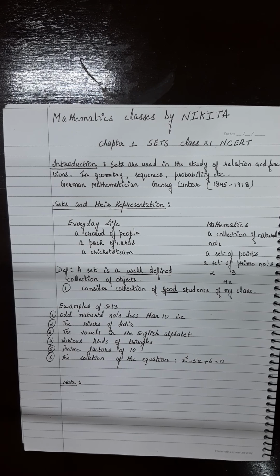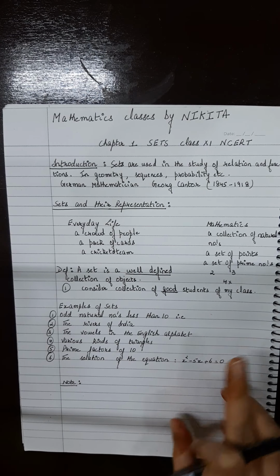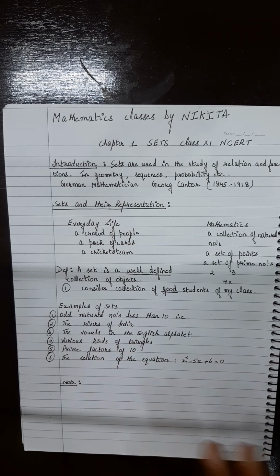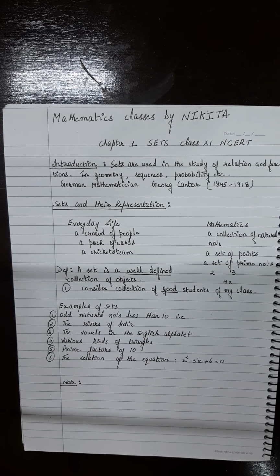Because this term good may vary from person to person, that who is good, who is not good. So good is just a term, but it is not giving you a criteria to decide whether this particular student will belong to the collection or not. So collection of good students of my class is not a set because it is not a well-defined statement. The term good is not well-defined, so it does not let you construct a collection.